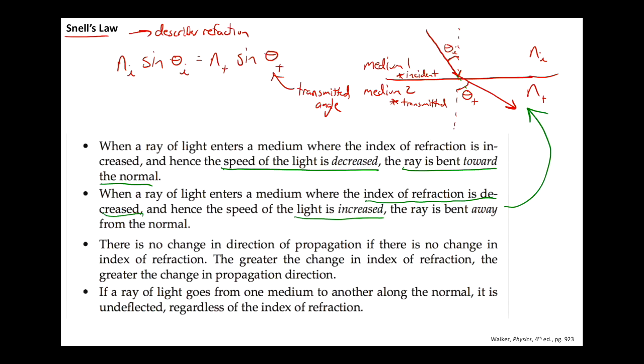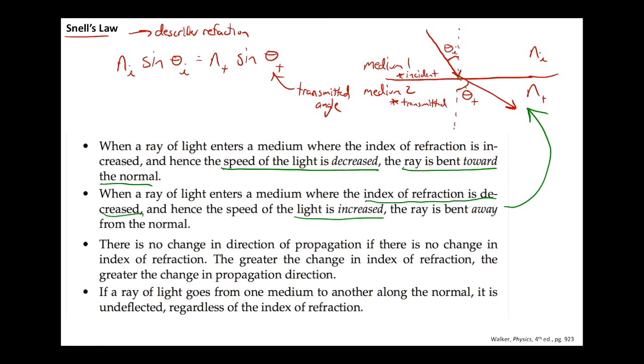The third one: there is no change in the direction of propagation if there's no change in the index of refraction. So like we said the other day, even if it's two different materials, if they happen to have the exact same index of refraction, it's almost like they're the exact same material. In other words, from the light's perspective, they're exactly the same. They're identical. The light's going to keep traveling at exactly the same velocity, and it's not going to matter.